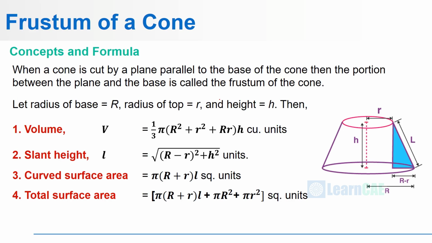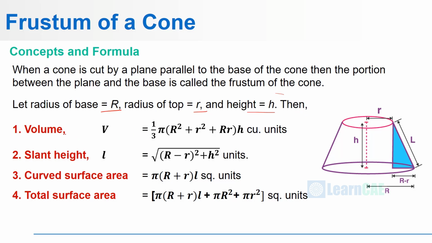Next we shall see the formula for frustum of a cone. When a cone is cut by a plane parallel to the base of the cone, then the portion between the plane and the base is called the frustum of the cone. So let the radius of the base be uppercase R and the radius of the top be lowercase r and the height be h.